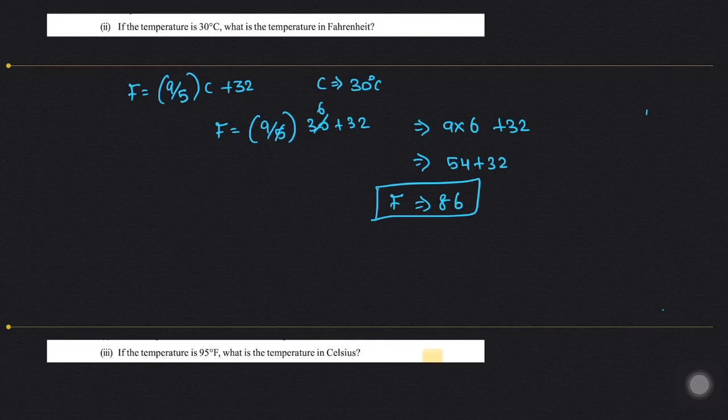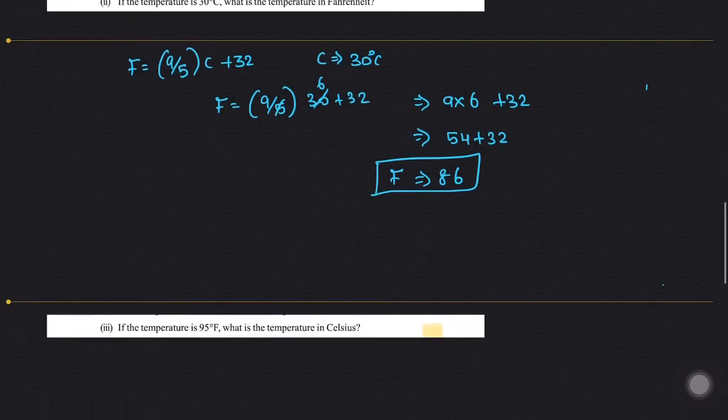From the given point, if the temperature is 30 degrees Celsius, the same value in Fahrenheit is 86 degrees Fahrenheit.